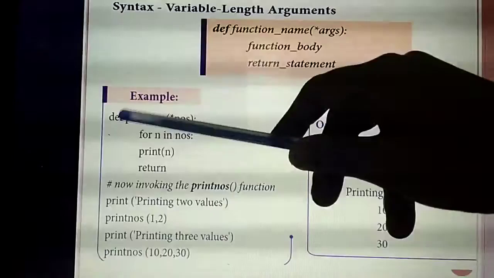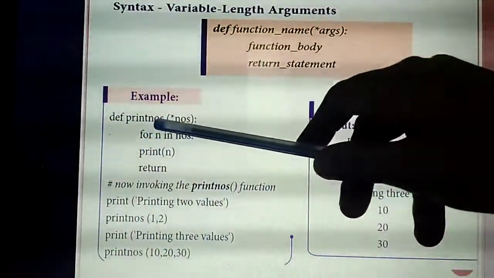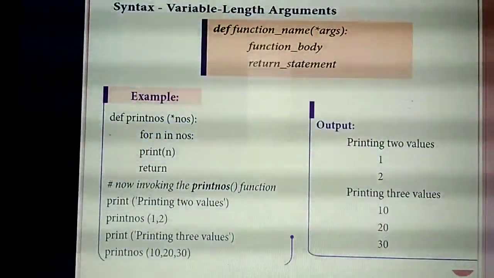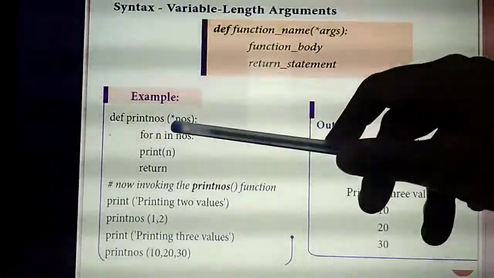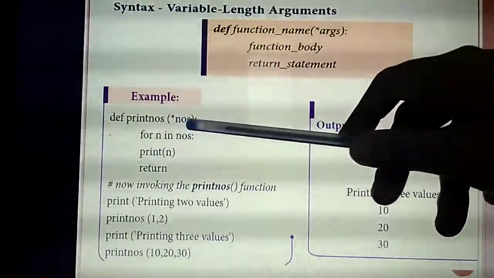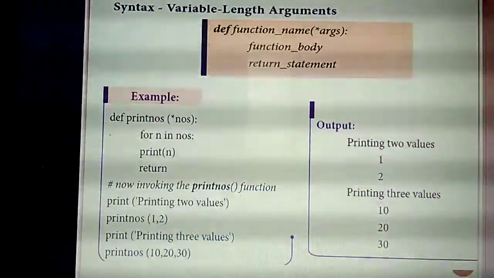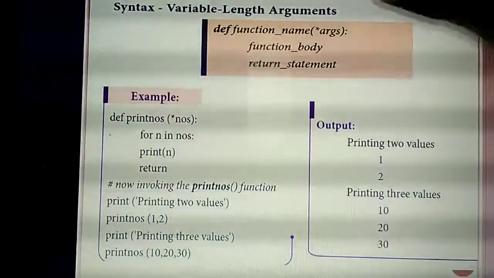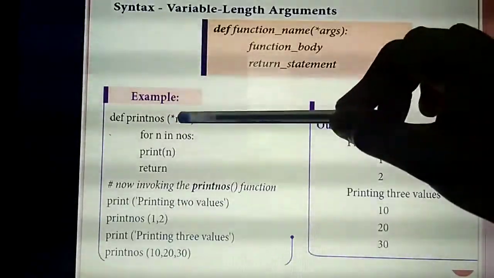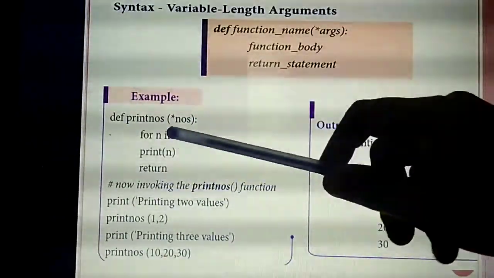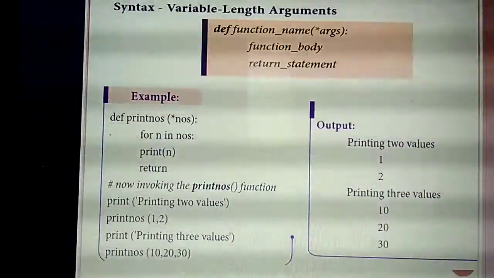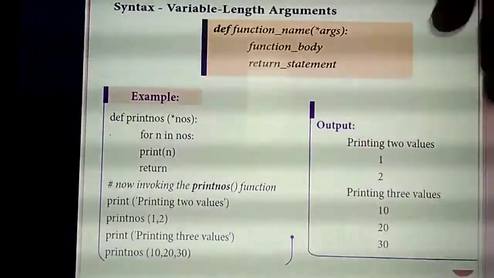See the example program. What's the function name? Keyword def. The function name is print numbers. You are going to print values. What's the name of the argument? Numbers, NOS. Here you are printing more than 2 or 3 or 4 values. So which symbol have you given? The asterisk symbol. Listen. Inside this, you are printing 2 or 3 or 4 or 5 numbers, isn't it? So here they are using a for loop.